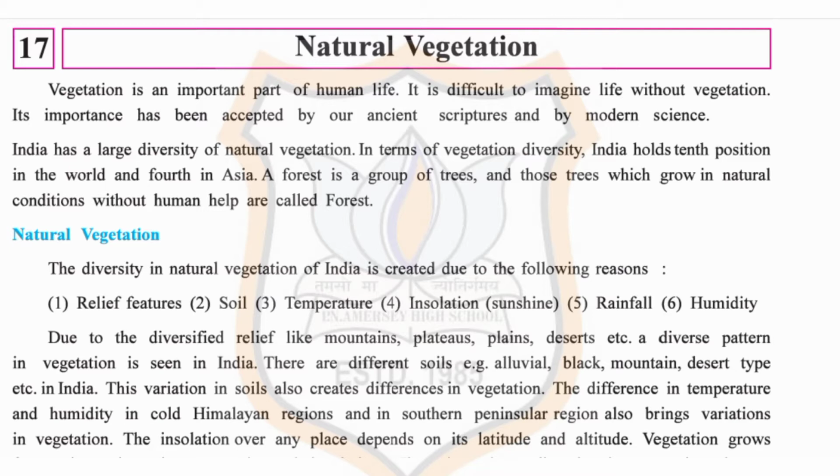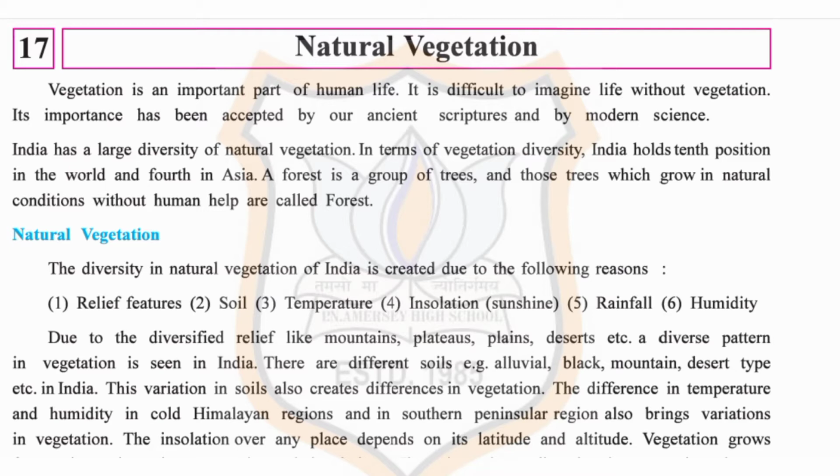Now, vegetation is an important part of human life. It is difficult to imagine life without vegetation. Its importance has been accepted by our ancient scriptures and by modern science. India has a large diversity of natural vegetation. In terms of vegetation diversity, India holds 10th position in the world and 4th in Asia.